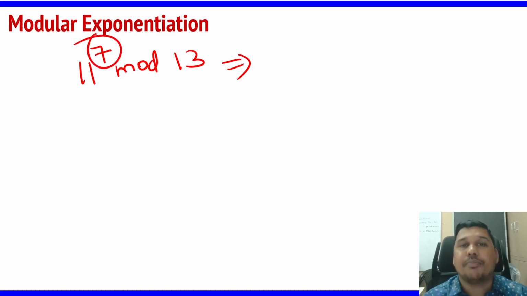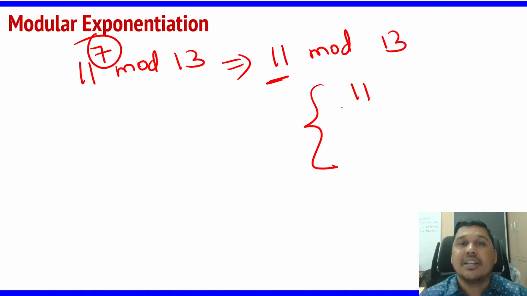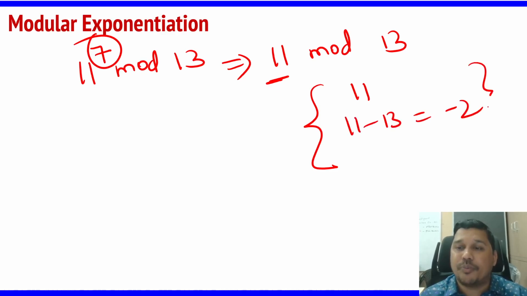Skip the power, reduce the value. So I first have to find 11 mod 13, to reduce this value. What is 11 mod 13? This is a smaller number, so one answer could be 11 as it is. The other answer could be 11 minus 13, that is minus 2.